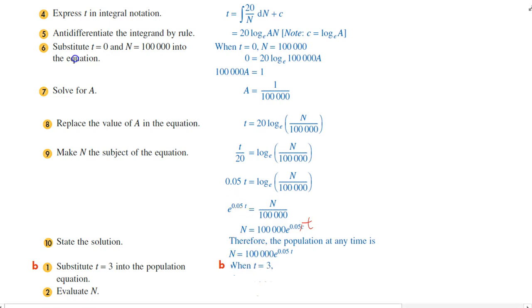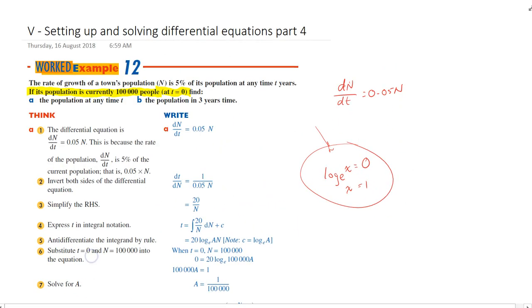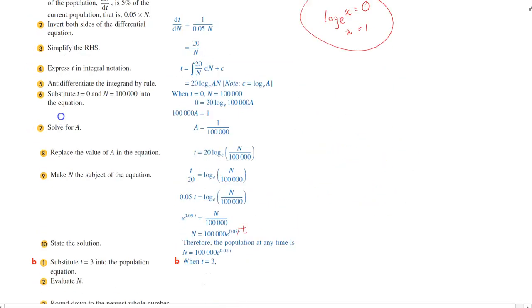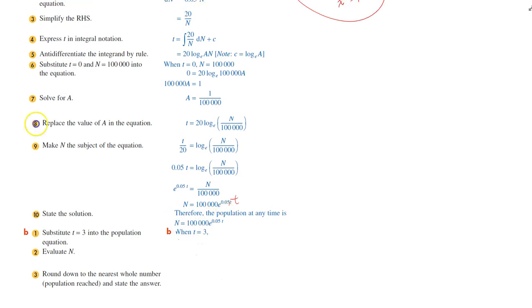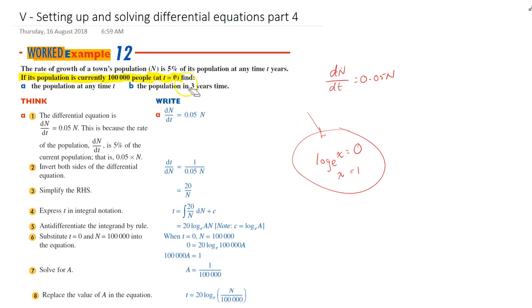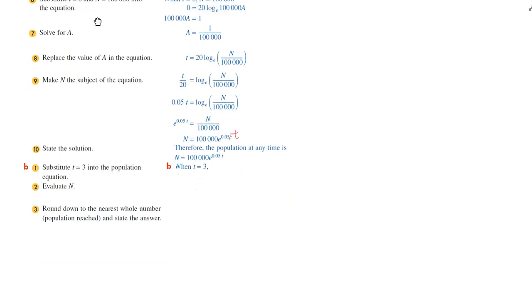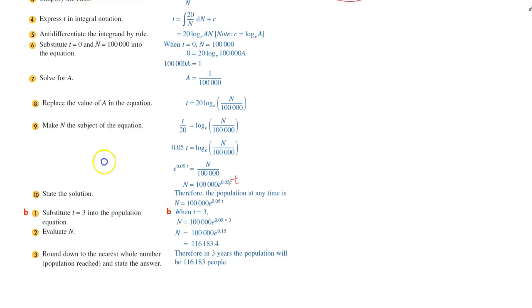Okay, I might just need to scroll up to our original question, which says, find the population at time t. Well, there we have it. n equals 100,000 e to the power of 0.05t. And then the population in 3 years? Well, look, that's really easy. Sub t equals 3 in, and we have 116,183 people in 3 years.